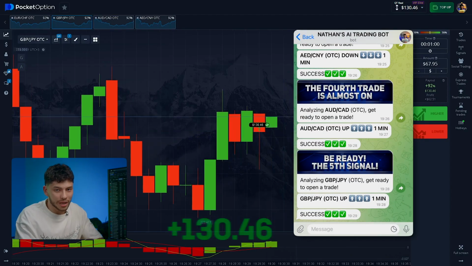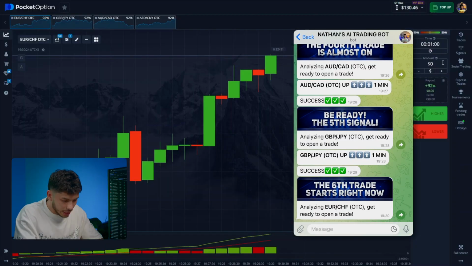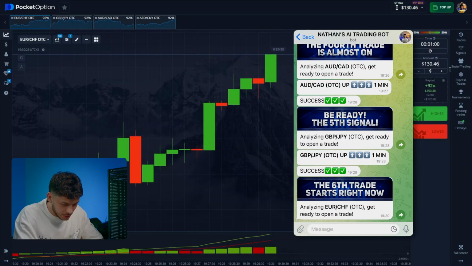That was a bit nerve-wracking. The candle closed nearly at the entry point, but that's okay. The bot knows exactly what it's doing. I think we can make a couple more final trades. Let's take our pair of Europeans.